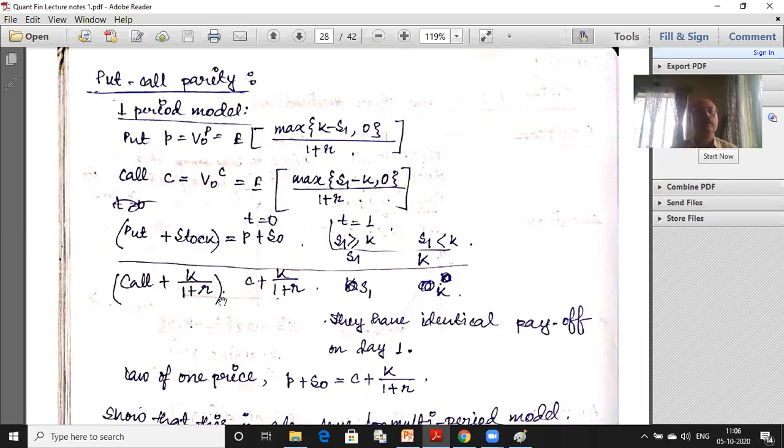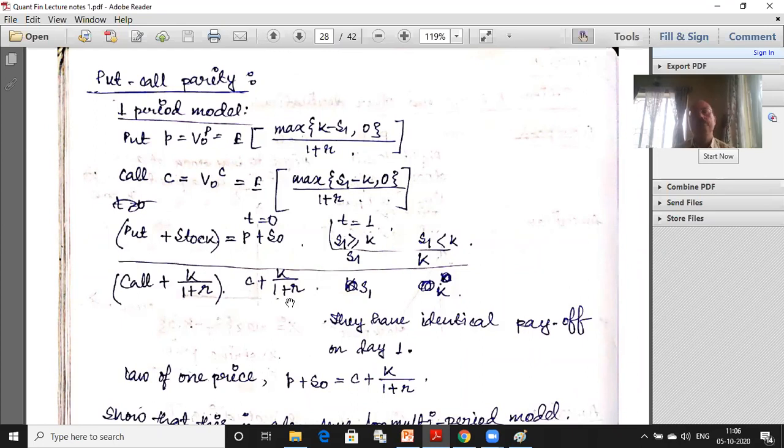Then the value of this portfolio is P plus S naught today. Now, if on the other hand, I have the call option with me and K by 1 plus R amount of cash, then the value of that portfolio will be C plus K by 1 plus R. So these are two alternative portfolios we are considering, and we are trying to evaluate what happens to them.